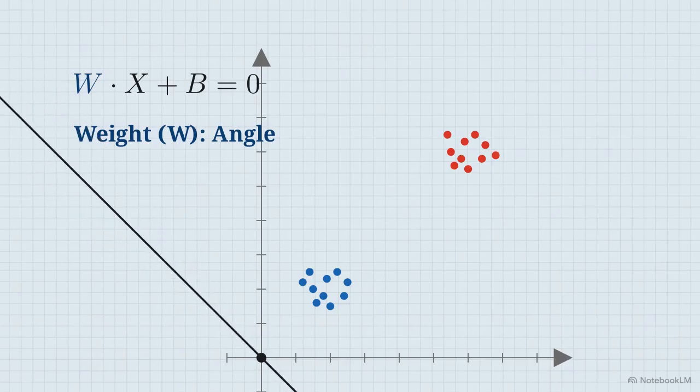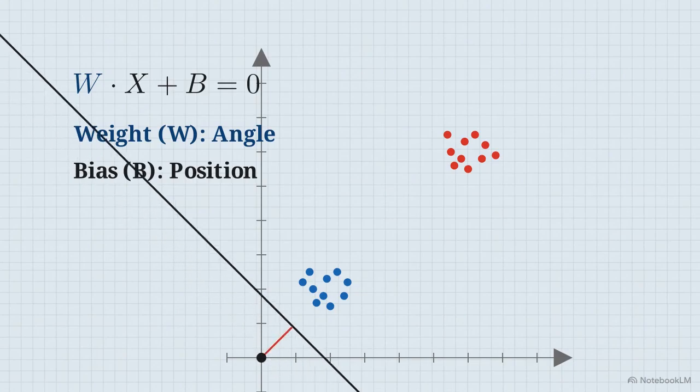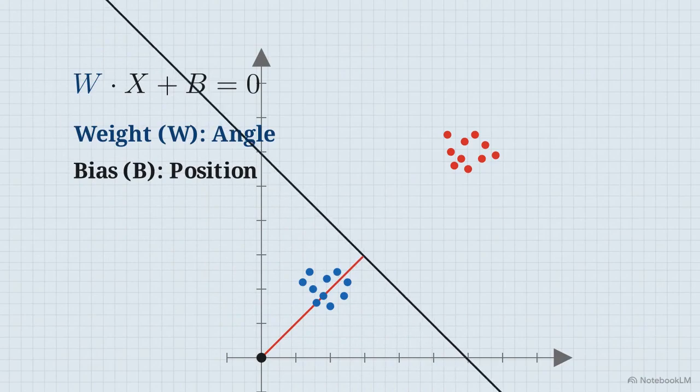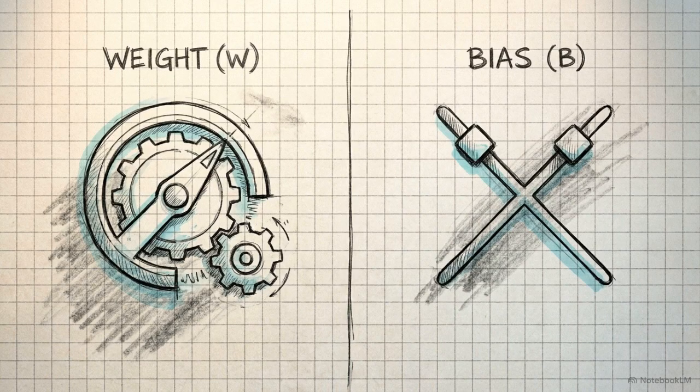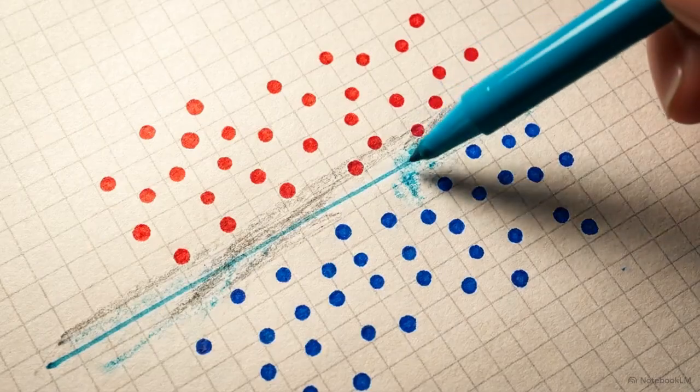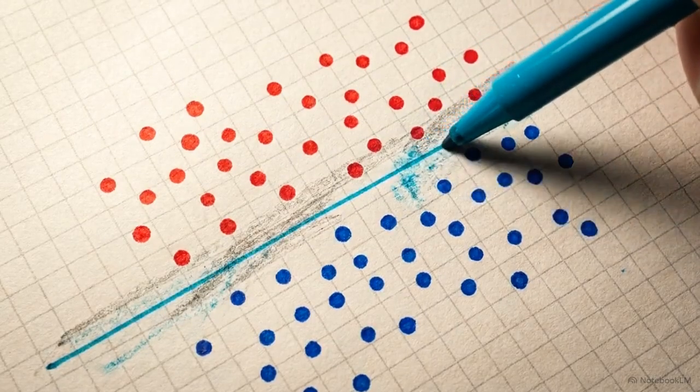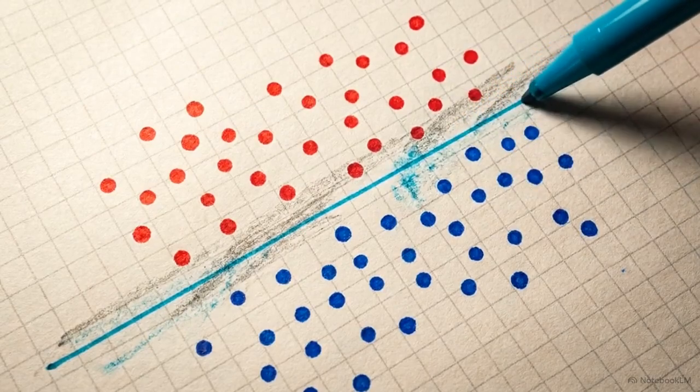Otherwise, the line is trapped spinning in the dead center. To fix this, the algorithm uses bias. Once the angle locks, bias acts as a sliding mechanism, shifting the line physically away from the center point. By combining the steering angle of the weight with the shifting position of the bias, the SVM can navigate across the graph and drop a perfectly straight divide exactly where it needs to go.